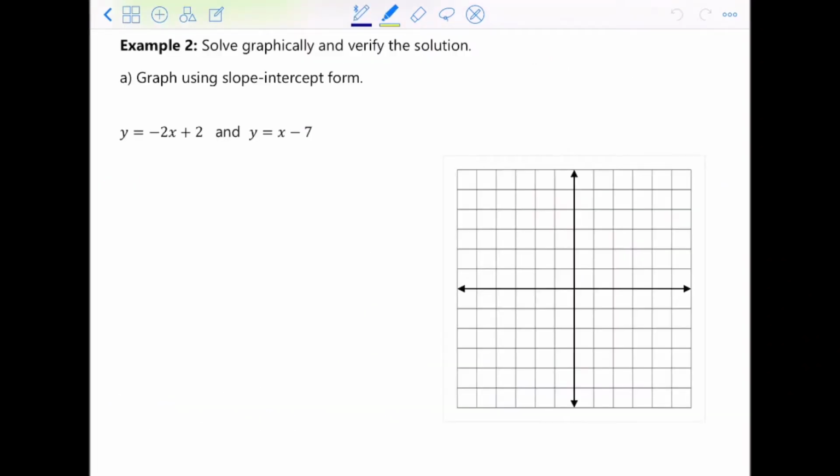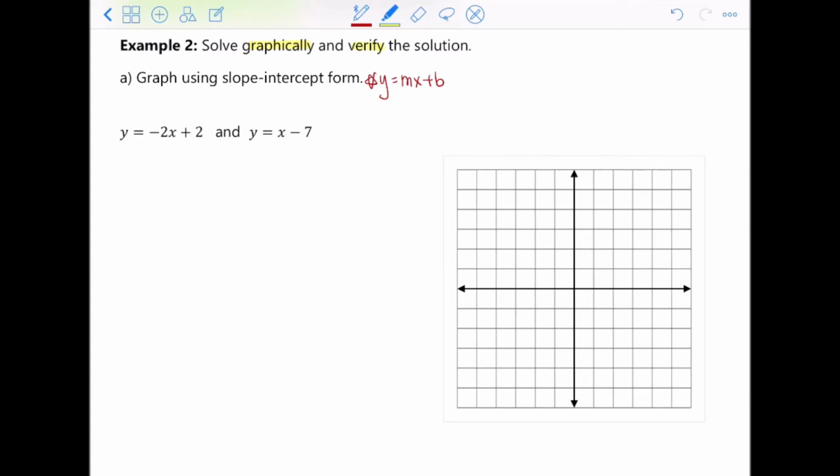Moving on to example 2. Solve graphically and verify the solution. So part A tells us to graph using slope-intercept form, and note that this is y equals mx plus b form. All right, so let's take a look at this one. So our two equations are already in slope-intercept form.